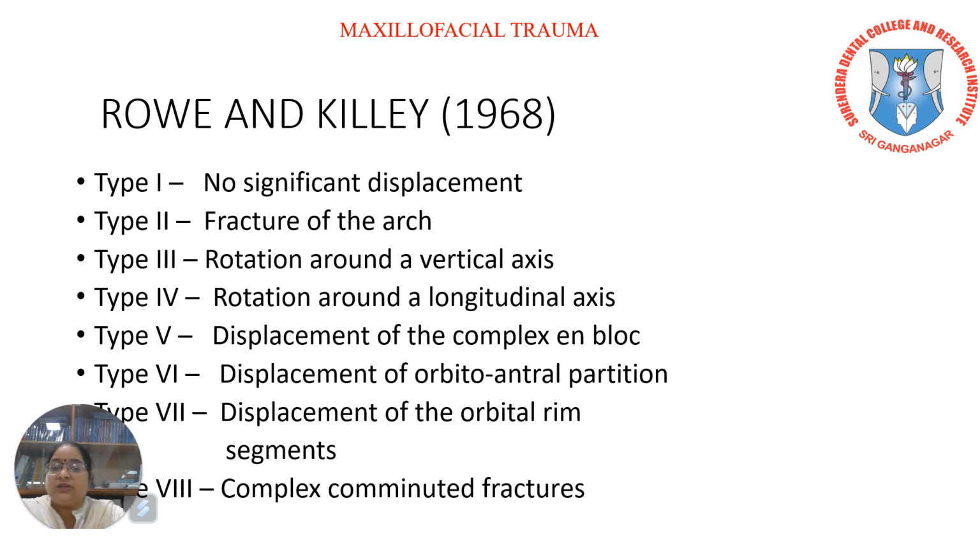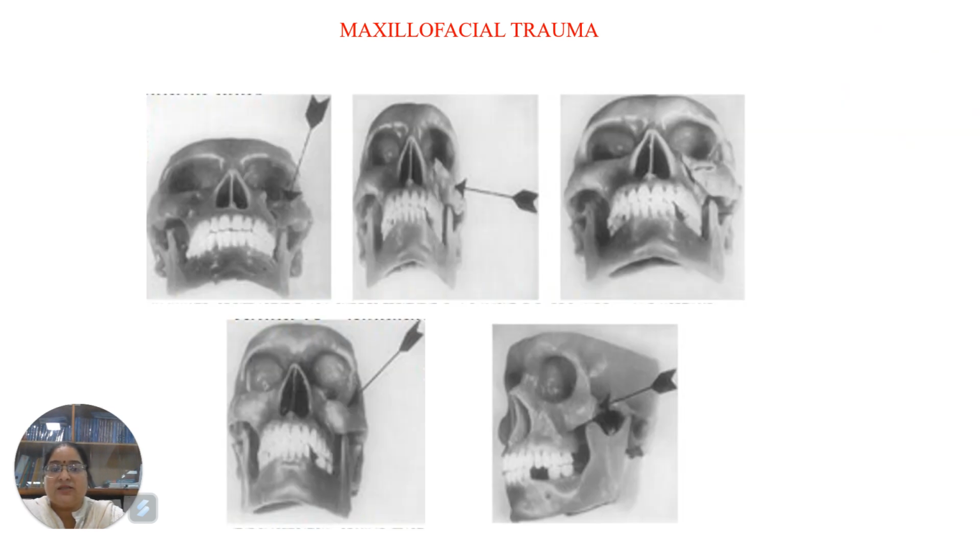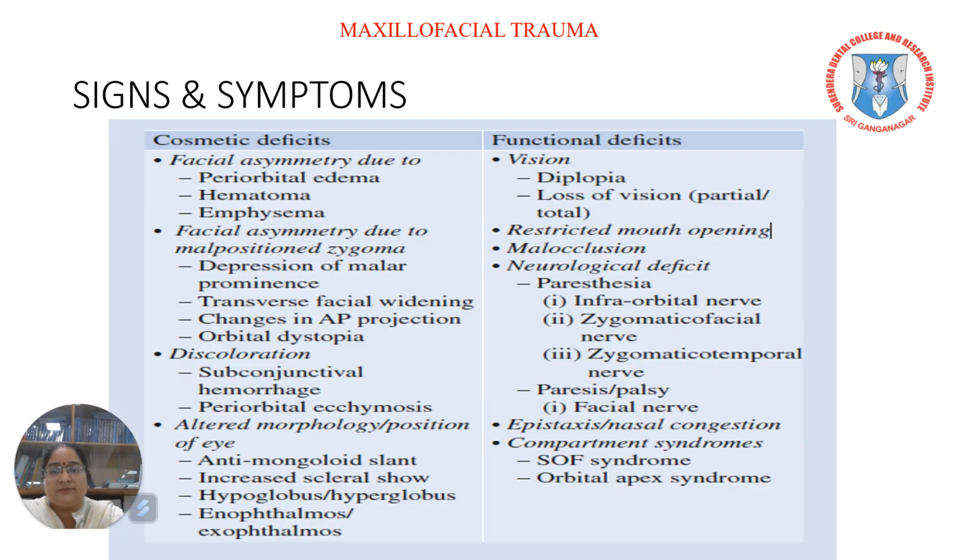Type 4 is when there is a rotation around the longitudinal axis. Type 5 is the displacement of the complex en bloc, that is, the whole block of the zygomatico-maxillary complex is displaced. Type 6 is the displacement of the orbitoantral partition. Type 7 is the displacement of the orbital rim segment. And type 8 is the complex comminuted fracture. We can see the various classifications of fracture in these pictures.